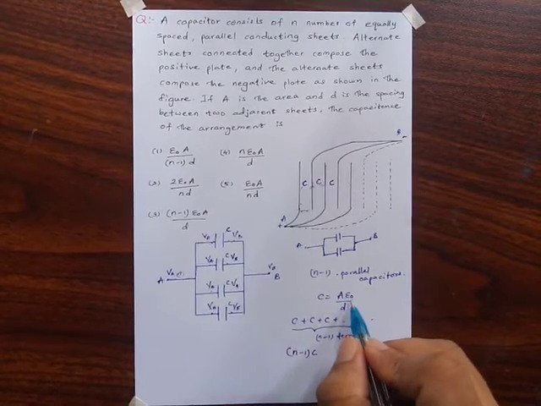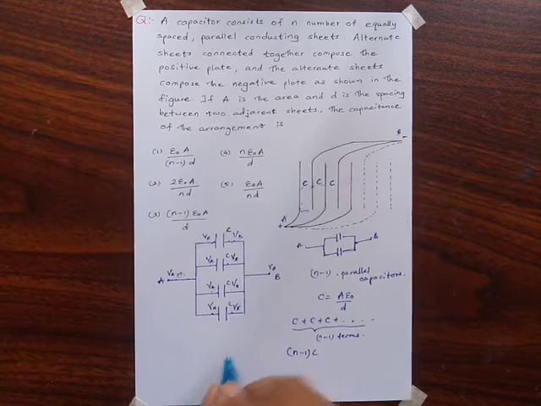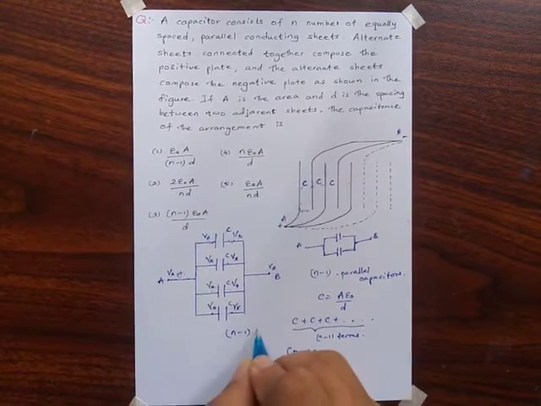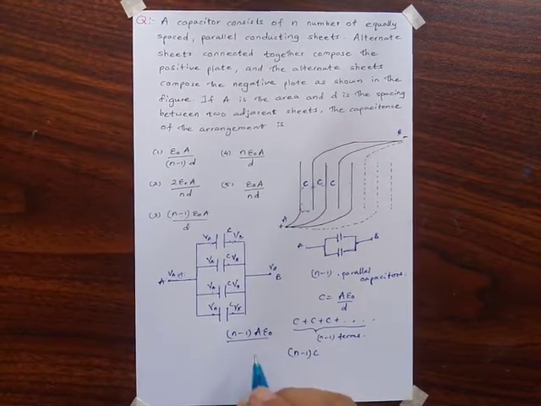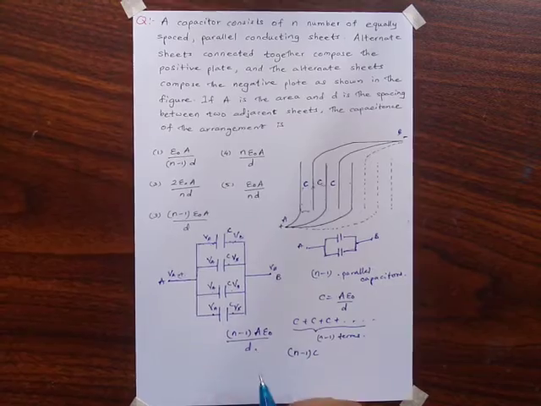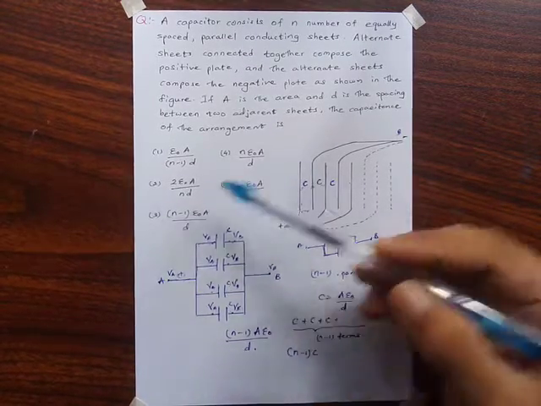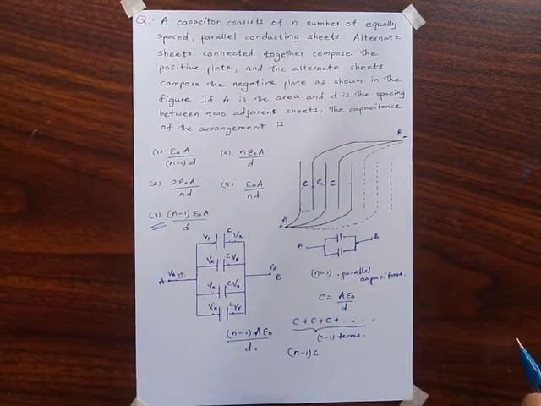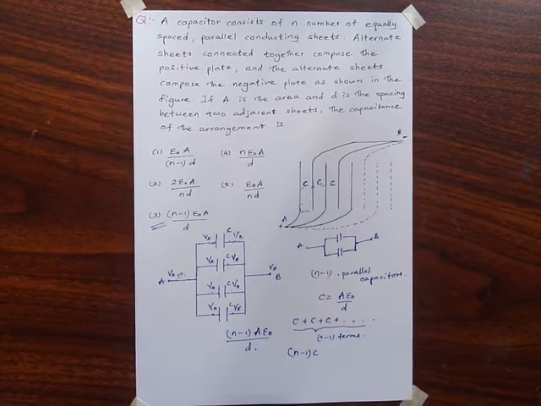And we know C is A epsilon naught over D, therefore we get the answer, which is n minus 1 times A epsilon naught over D, right? So do we have such an answer? Yeah, here it is. So the answer is the third one. Okay.